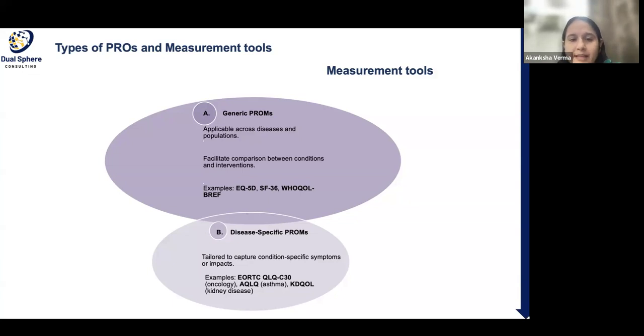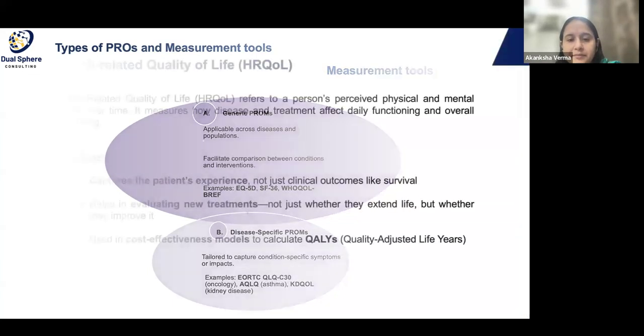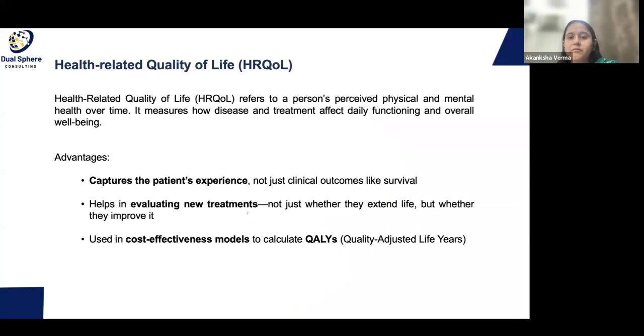Okay, next slide, please, Richa. Now we have understood what patient reported outcomes are and how to measure them with different tools. Within those patient reported outcomes, you have health related quality of life.